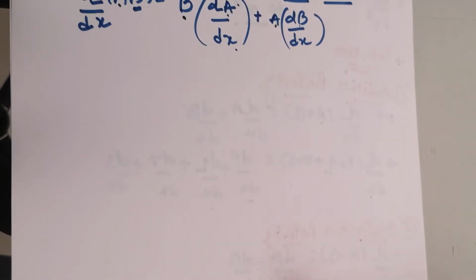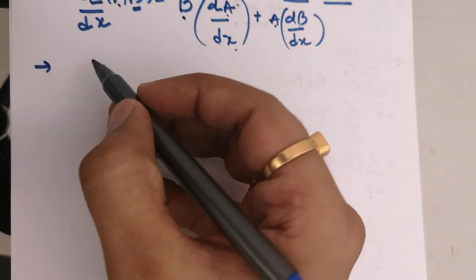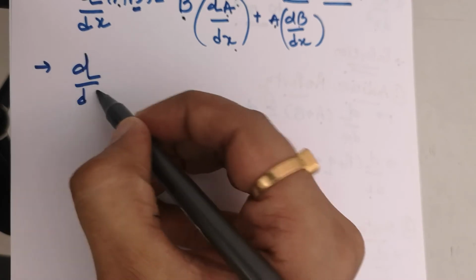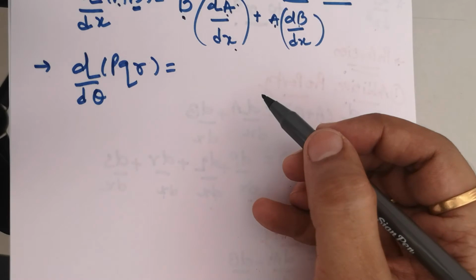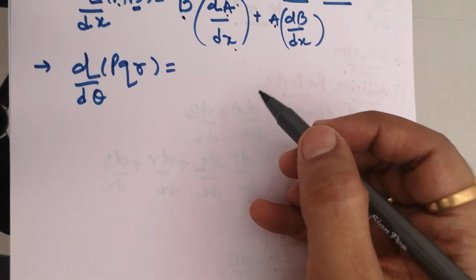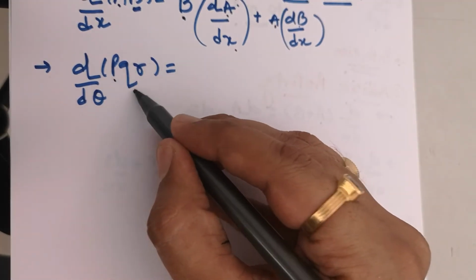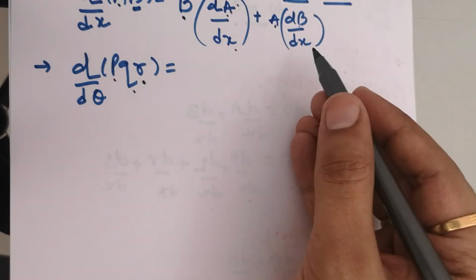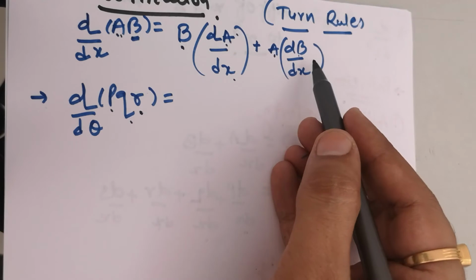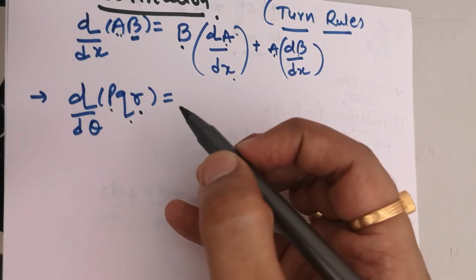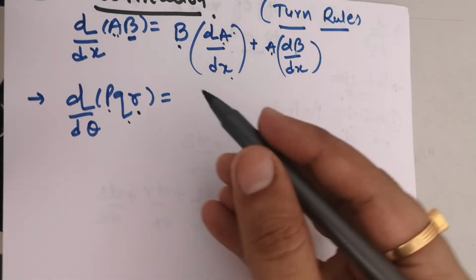Let's say I'm giving you one more wider example for the multiplication. Let's say I have d by d theta of p, q and r. You can see there are three quantities. Always keep in mind that the number of quantities equals the number of steps. Here we had two quantities, that is why we had two steps. Here we have three quantities, that is why we will have three steps.